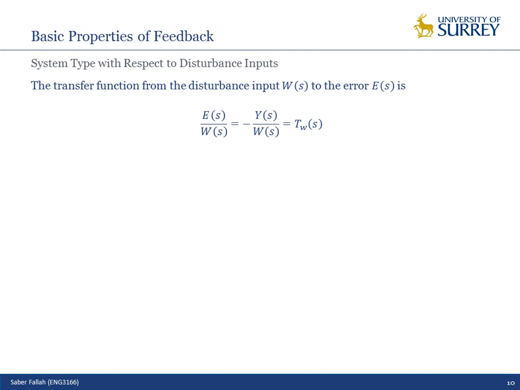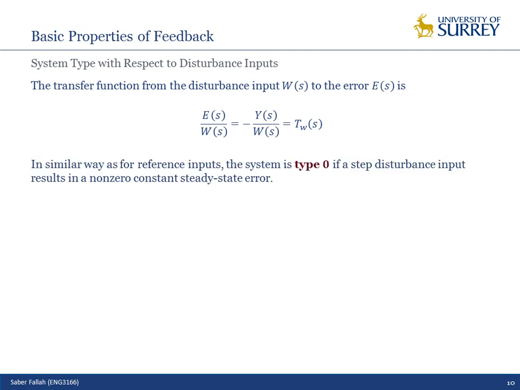So if we assume that the transfer function E(s) over W(s), or minus Y(s) over W(s), is equal to T_W(s). T_W(s) is a given name for the transfer function from the output to the disturbance input. In a similar way, we define the system type with respect to the reference input. We can define the system type subject to the disturbance.